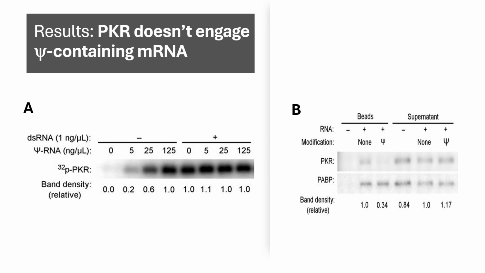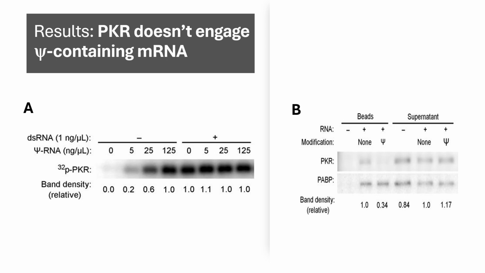PKR doesn't engage pseudouridine-containing mRNA. In Part A, scientists wanted to determine if pseudouridine-modified mRNA was a competitive inhibitor of PKR, so they mixed 200 base pairs of double-stranded RNA known to activate PKR with varying excesses of pseudouridine-modified firefly luciferase mRNAs and incubated them with PKR. The products were visualized on an SDS-PAGE. We can see that pseudouridine-modified mRNA failed to inhibit PKR activation by double-stranded RNA.